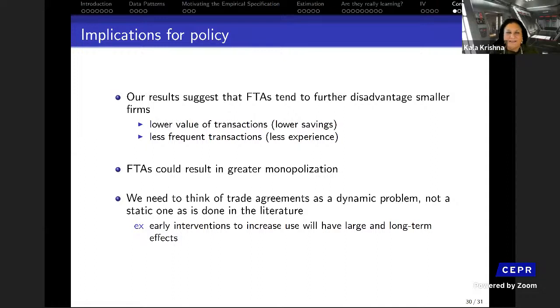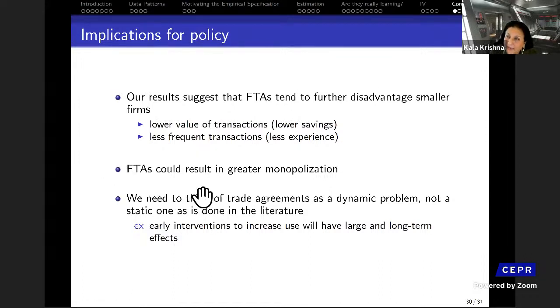So we think that one very interesting angle to explore is, are FTAs really disadvantaging smaller firms? Can we document this very clearly? And if so, how much? What are the consequences of this? Is this going to restrict entry into exporting ex ante? How much would this be? But this would need a structural dynamic model because learning and experience are a dynamic issue. And these are things that should be done.